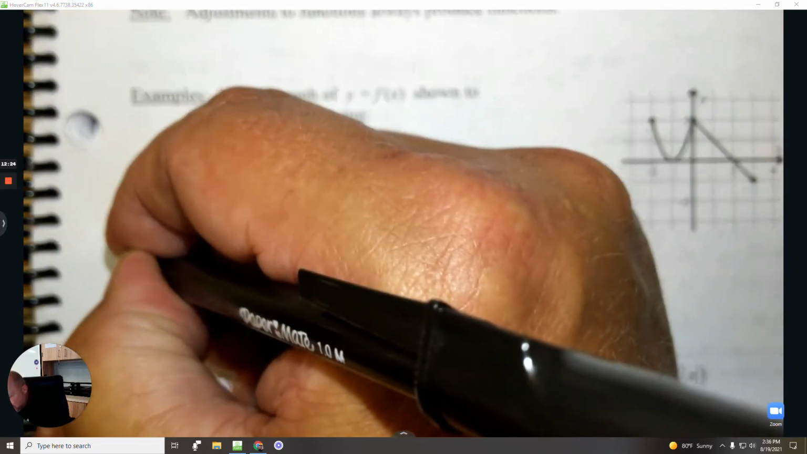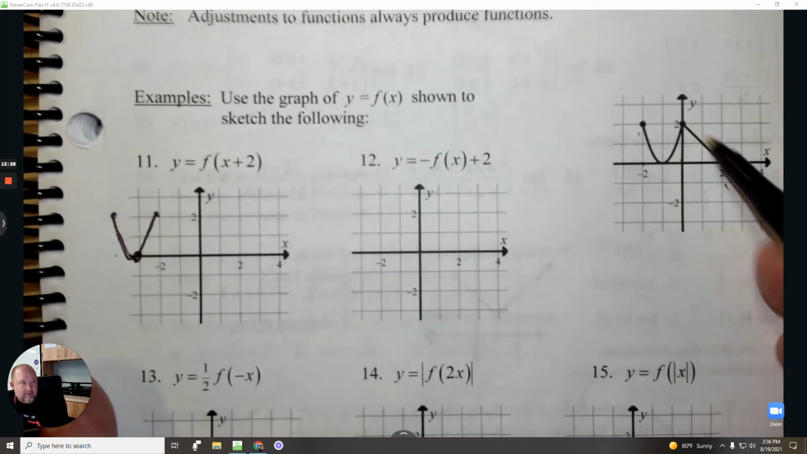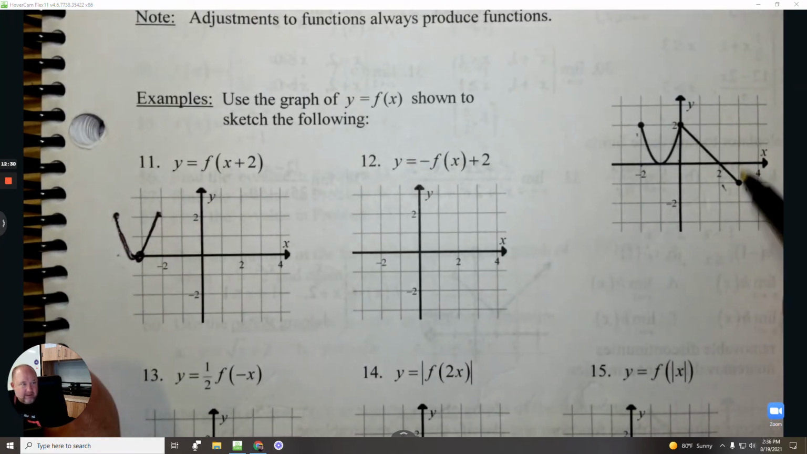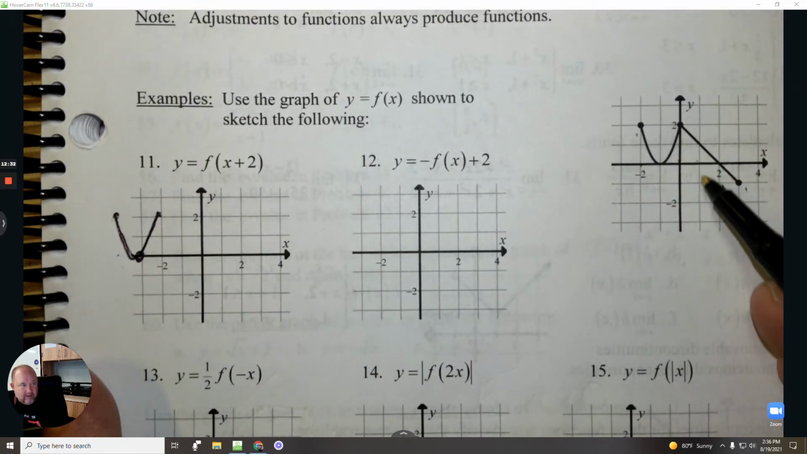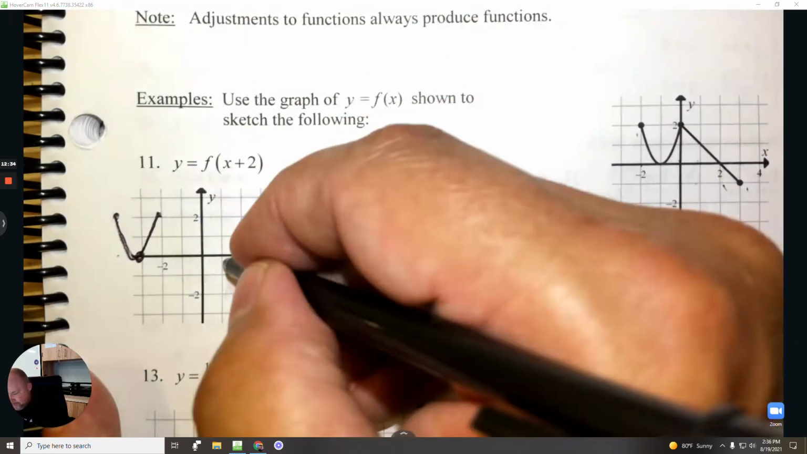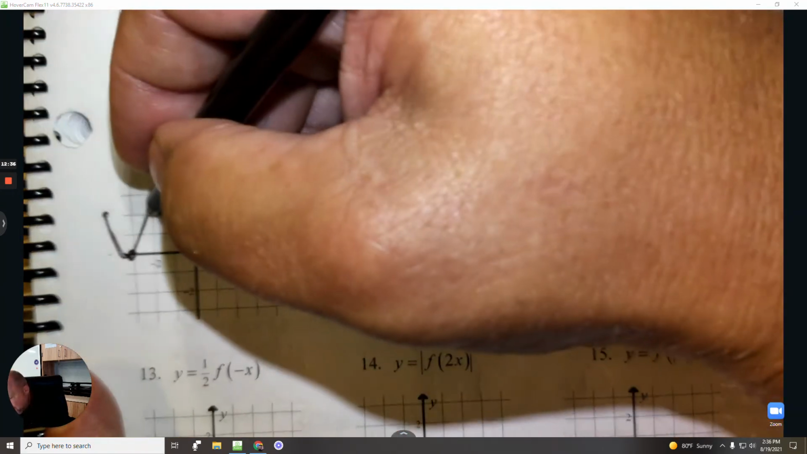So here's the parabola looking part. And then the last part is shifting this here. So this is 3, -1, so shift it here. So it becomes 1, -1. And then connect.